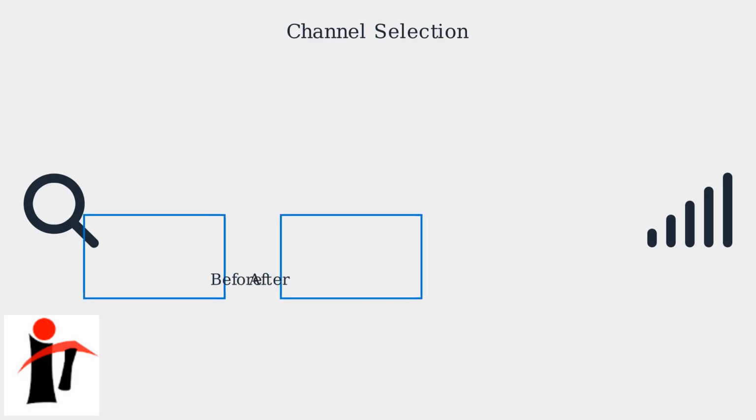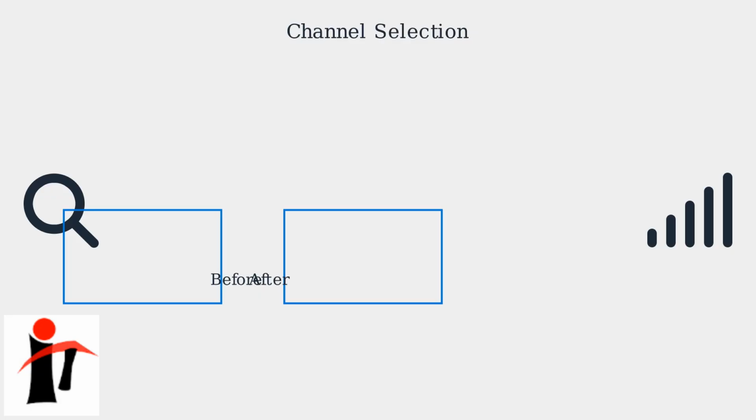For channel selection, use a Wi-Fi Analyzer app on your smartphone or computer to scan for less congested channels in both the 2.4 GHz and 5 GHz bands. The 5 GHz band generally offers more non-overlapping channels and less interference. Manually set your router to use a less crowded channel.